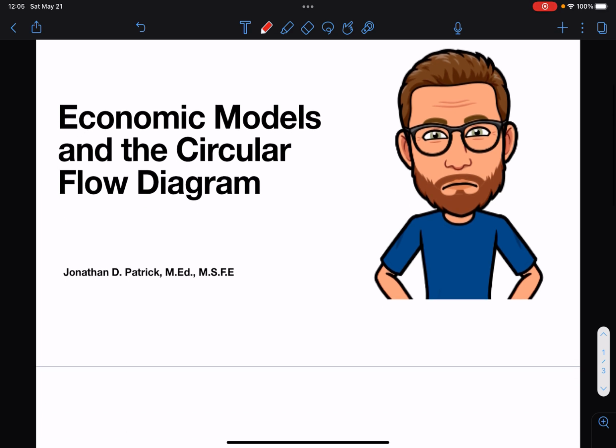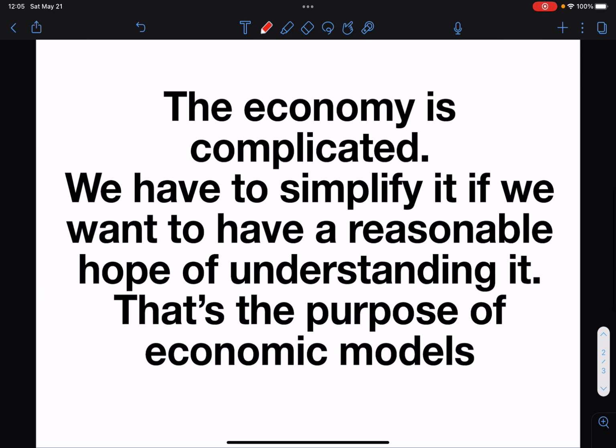If you'll take a little bit of time when you finish this course to reflect on what you have learned, you will realize that you have mastered a series of economic models. Why are models the focus of the course? Because the economy is insanely complex.